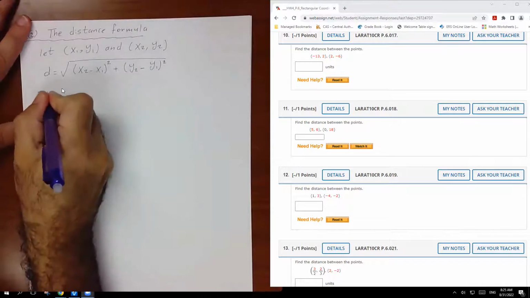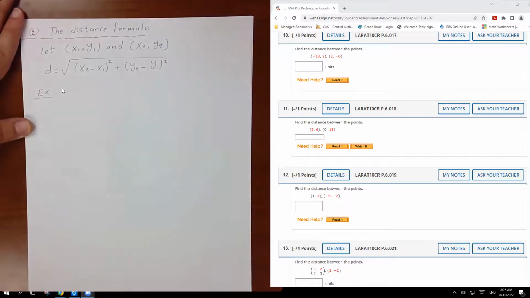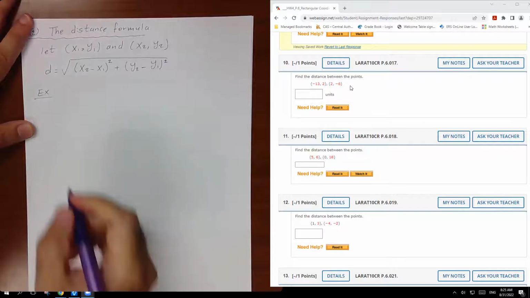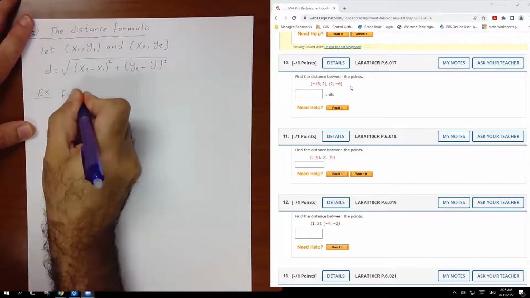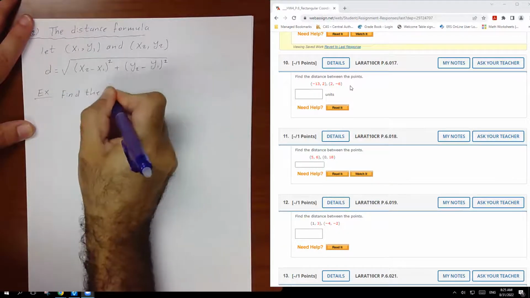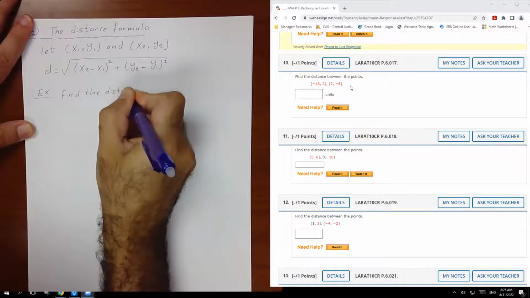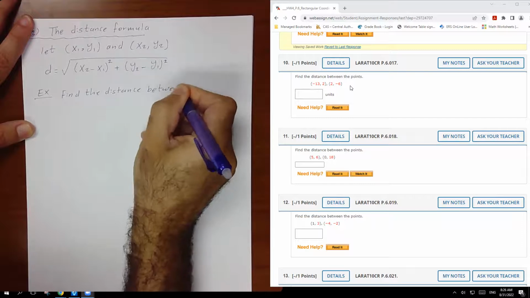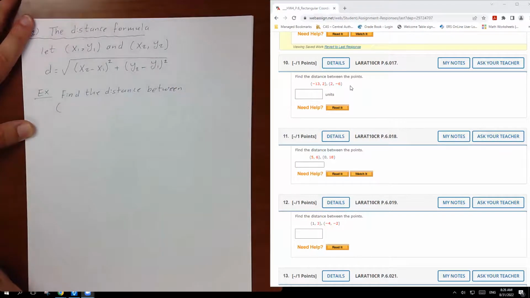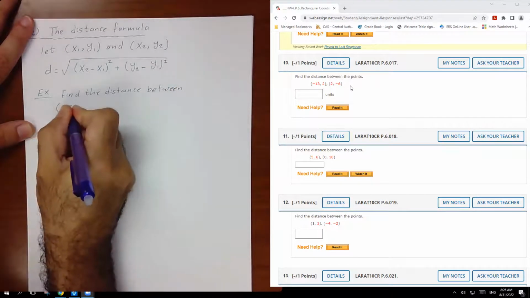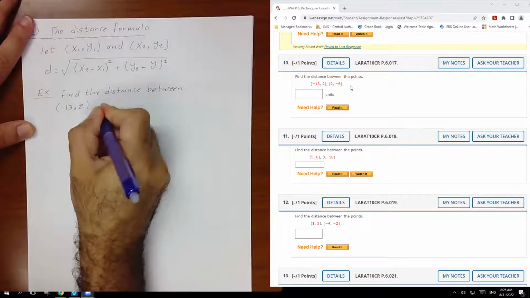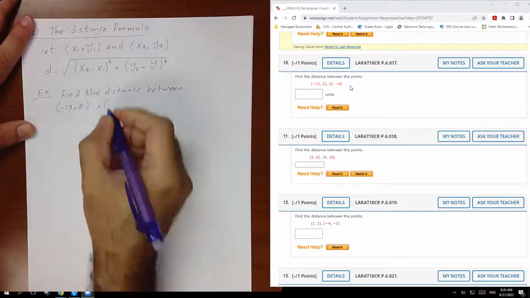Let's do an example, and always be careful when you're doing the math, because you're going to make mistakes with the sign. Like this example: find the distance between the points. The first point is negative 13, 2. And the second point is 2, negative 6.